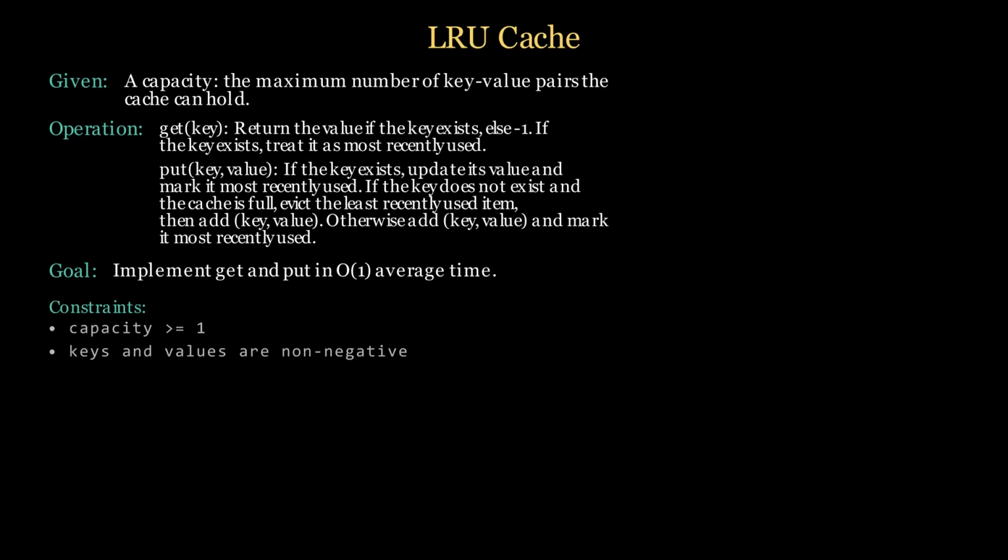An LRU cache has a fixed capacity. When you get a key, you return its value or -1 if it is not there, and the key becomes most recently used. When you put a key and value, you update if it exists and mark it recent, or if the cache is full you evict the least recently used item and then add the new one. The goal is to implement both operations in constant average time.